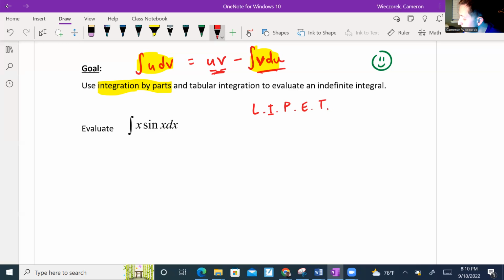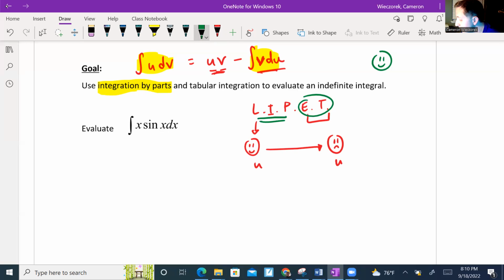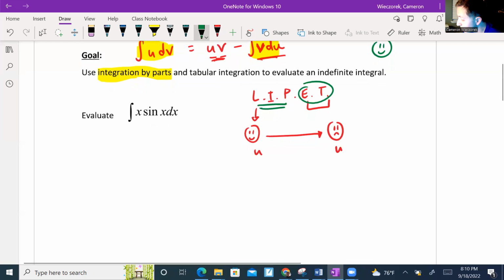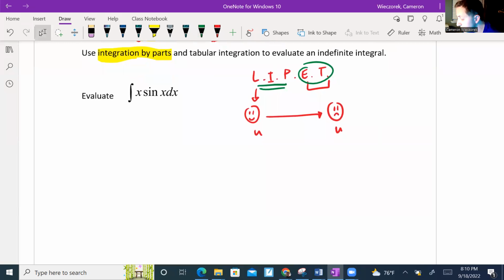Okay, what does the acronym mean? It's trying to give you a way to choose u. Best choices of u happen over by the logs and the inverse trigs and the polynomials, all the way down to your worst choice of u, which would be anything exponential or trig related. If you have exponentials or trig, those are typically equally bad. So you want to see if there's a logarithm, an inverse trig function, or a polynomial somewhere in your integrand, in which case that would be a good choice of u. The leftover part becomes your dv.